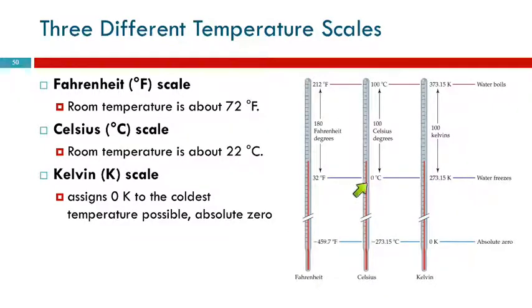On the Celsius scale, you can have negative temperatures, and absolute 0 would be minus 273.15. For Fahrenheit, that would be close to minus 500. Super, super cold.